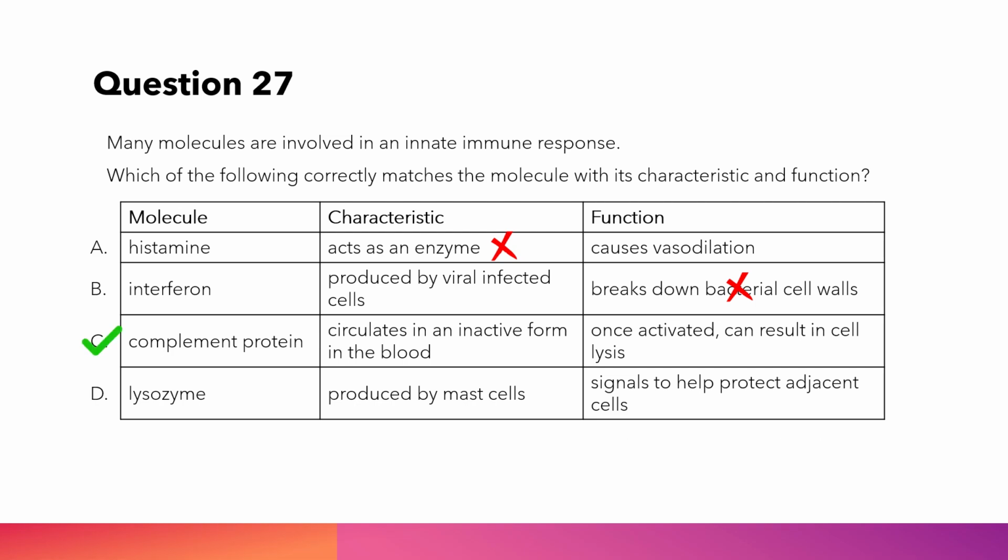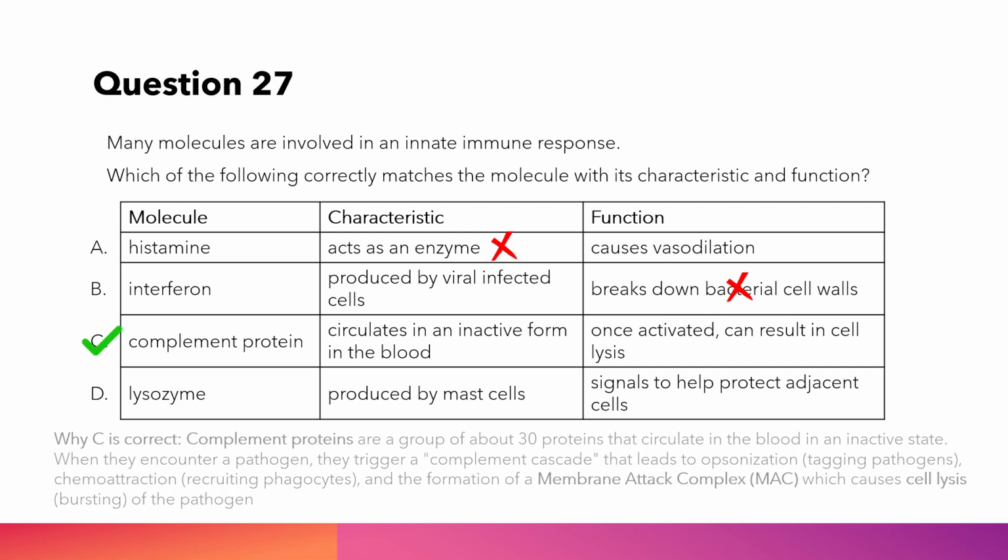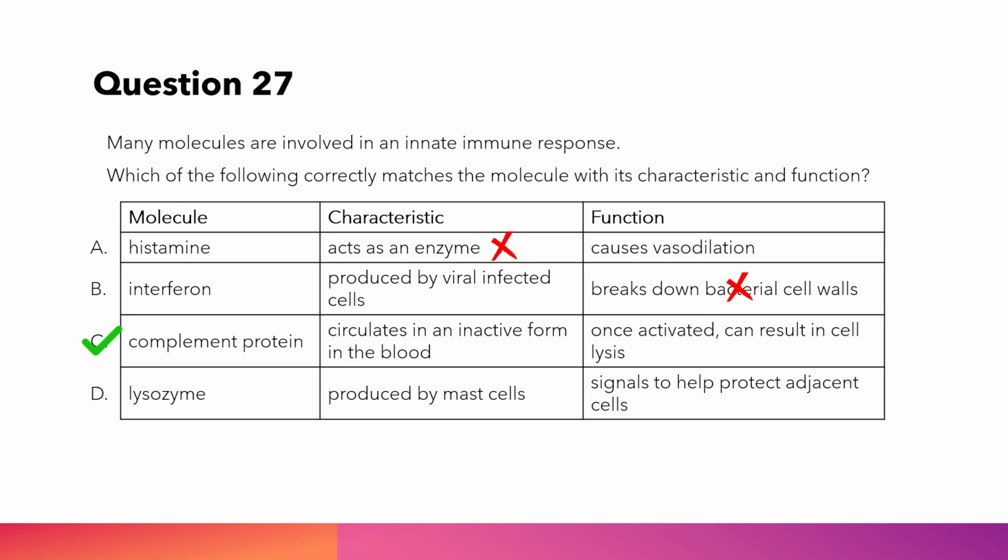YC is correct. Complement proteins are a group of about 30 proteins that circulate in the blood in an inactive state. When they encounter a pathogen, they trigger a complement cascade that leads to opsonization (tagging pathogens), chemoattraction (recruiting phagocytes), and the formation of a membrane attack complex (MAC), which causes cell lysis, bursting of the pathogen.